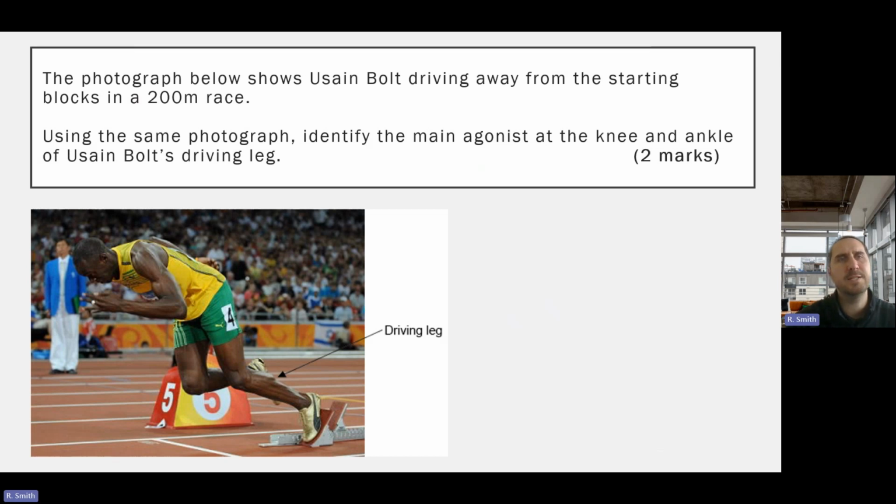Some questions just to apply it. So using the photograph, there was two parts to this. I've just taken the most relevant part. Identify the main agonist, antagonistic pairs, at the knee and ankle. 2 marks, 1 for each.